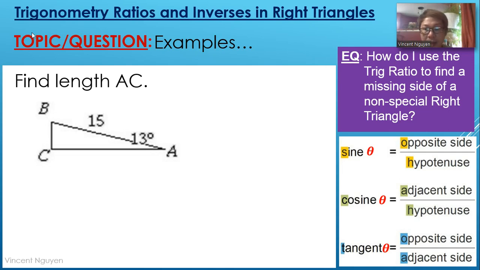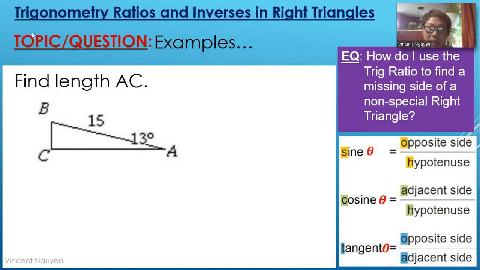Okay, so bear with me here. All right, what's given to us? They have to give us an angle because that is the angle of reference that we need, right? And they have to give us one of the sides. Okay, so an angle and a side is given to us. If two sides are given to us, then we can just use the Pythagorean theorem. So they have to give us a side and an angle.